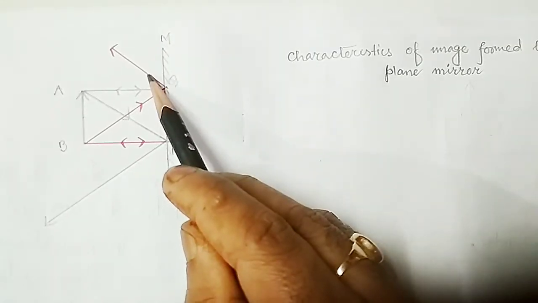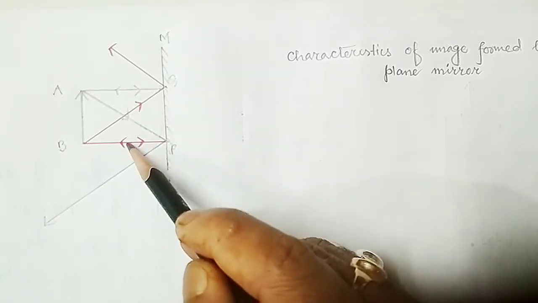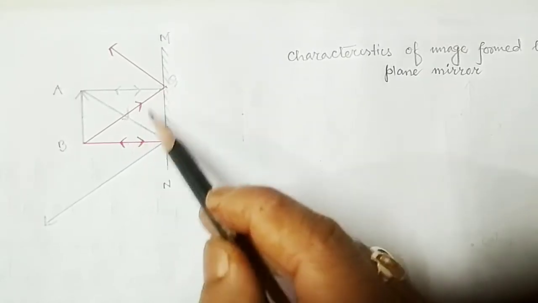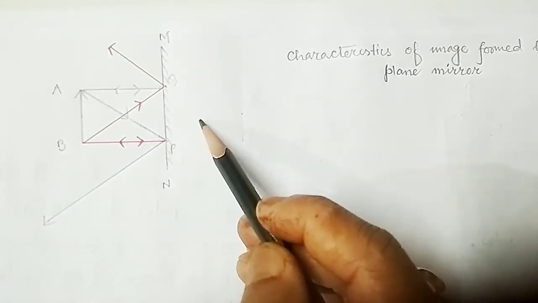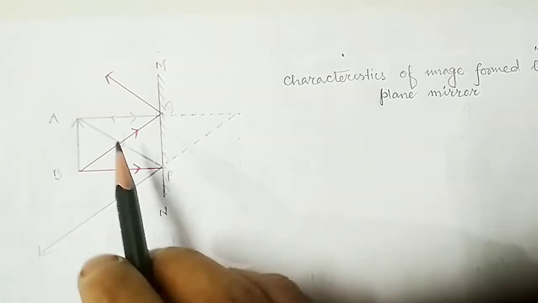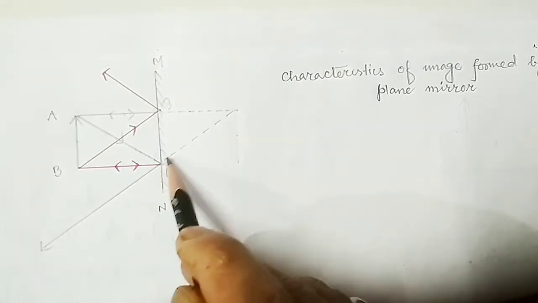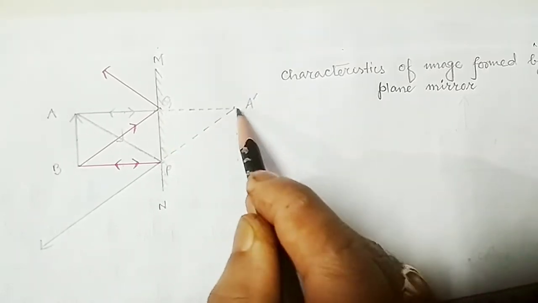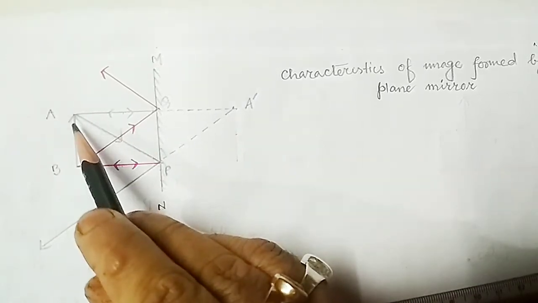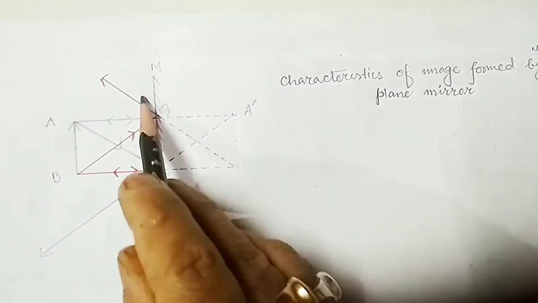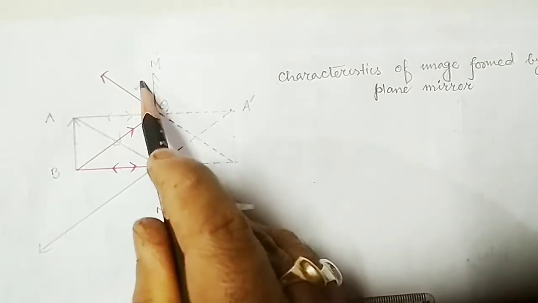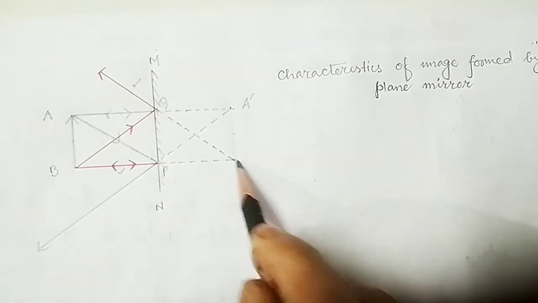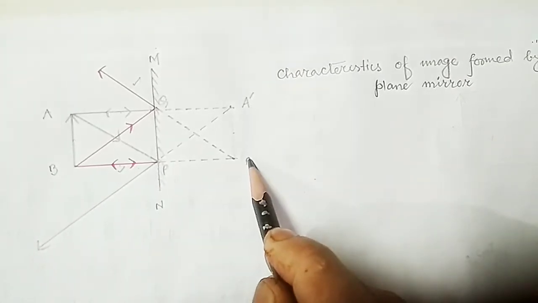Here, this is one reflected ray, this is another reflected ray, this is one reflected ray, and this is the other reflected ray. These reflected rays are not meeting anywhere. Now if you produce them in the backward direction, then we are going to get the image. If I produce this ray and this ray in the backward direction, we are going to get this point. Suppose this point is A prime, so this point is the image of point A. Similarly, if I produce this ray and this ray in the backward direction, we are going to get this point. So this point is the image of point B, which can be written as B prime.